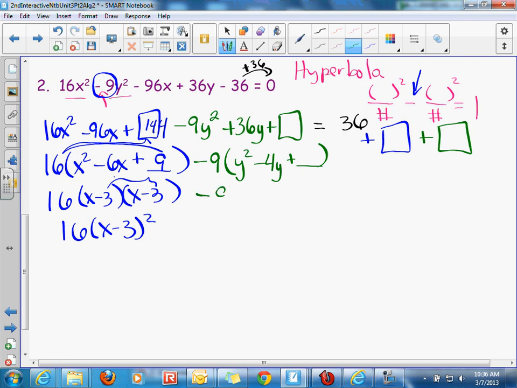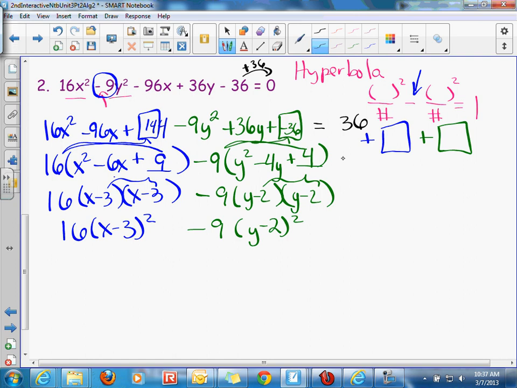So I have a minus 9 right here, and parentheses. Half of this negative 4 is negative 2, so y minus 2 and y minus 2. Negative 2 times negative 2 is positive 4, so right here is positive 4. Remember, you've got to pick up that negative 9 before you go back up to the top. So 4 times negative 9 is negative 36. So to simplify that, it'll be minus 9, y minus 2, parentheses squared.